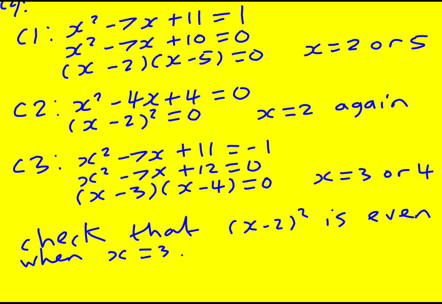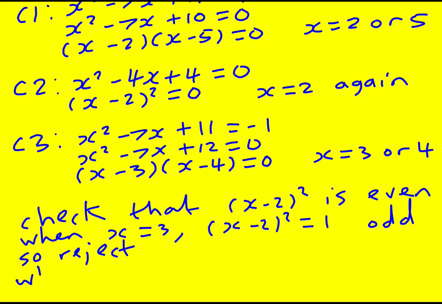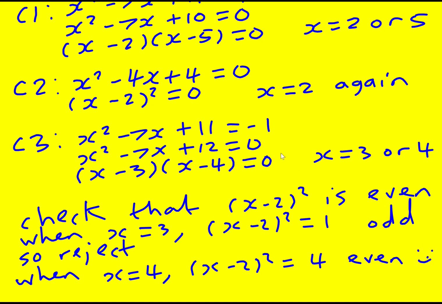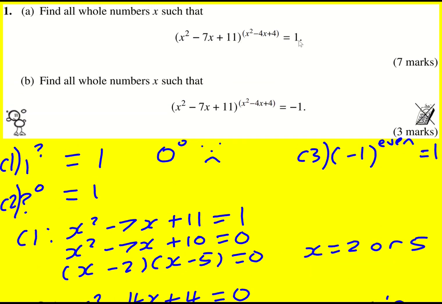When x is equal to 3, x minus 2 squared is actually going to be just 1, which is odd. So we need to reject it. When x is equal to 4, x minus 2 squared is going to be 4, which is even. So in fact, we are indeed going to get minus 1 to the power of 4, and hence we will get 1 as a result.